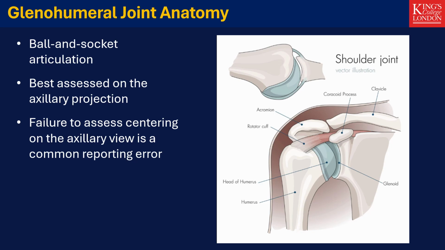Capsular laxity or tearing is not visible directly on radiographs, but may be inferred from instability patterns or associated bone injuries, such as Hill-Sachs or Bankart lesions. Failure to assess centering on the axillary view is a common reporting error.